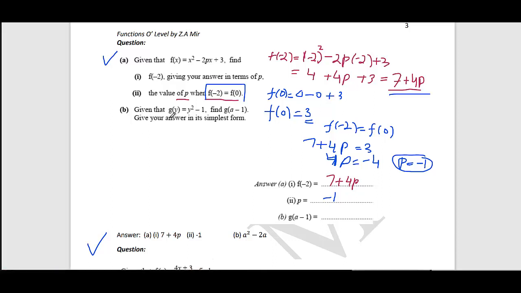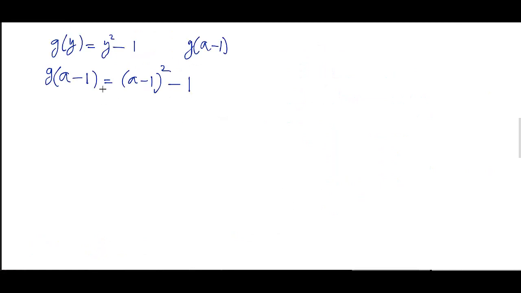In the coming part, given that g of y is equal to y square minus 1, we have to find g of a minus 1. In this part, what we have to do is plug in a minus 1 for y in g of y. So we have just plugged in a minus 1 for y. We put a minus 1 here, and there is a square as well, and then minus 1.